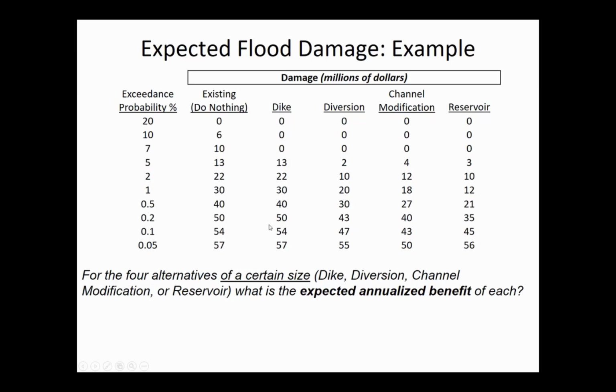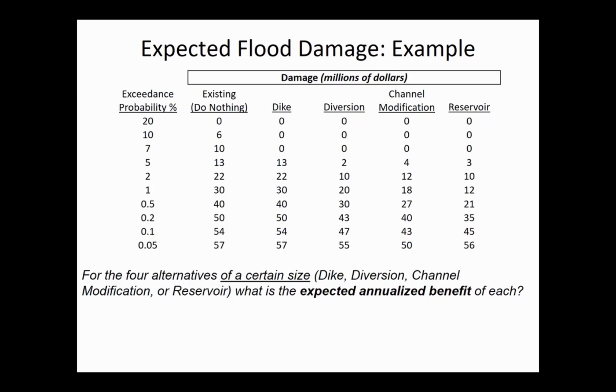We could have built a different dike, like we could have made the walls higher, and if we built a different dike with higher walls, then that maybe wouldn't have had the $13 million worth of damage in the 5% storm. But this is just for a diversion of a certain size, a dike of a certain size, a reservoir of a certain size. And so what we're going to try and do is find out the expected annualized benefit.